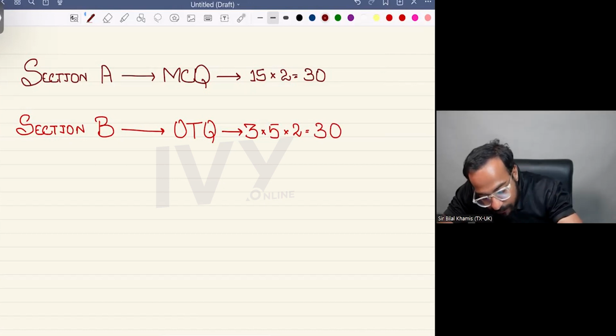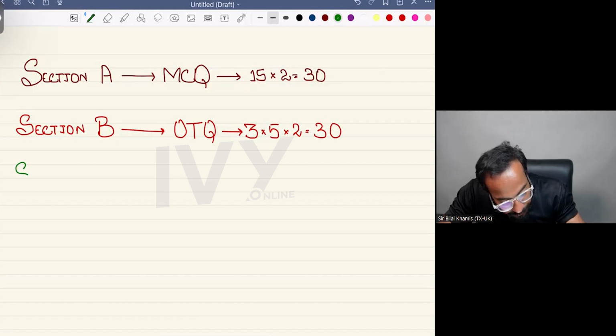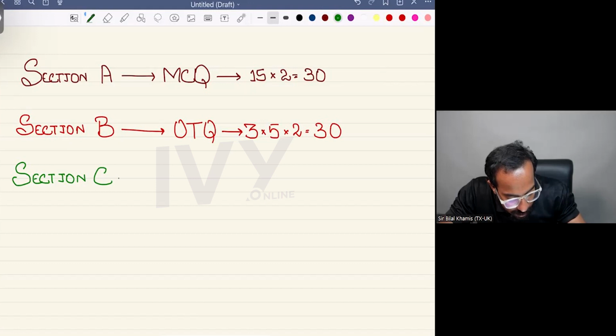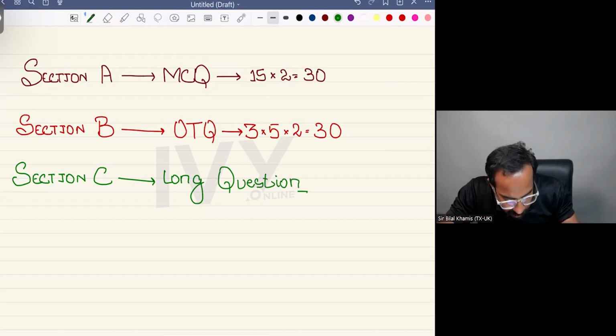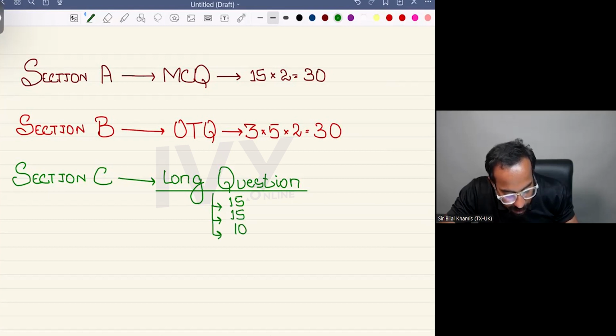The last section is section C. It is a long section. It has long questions. You will have to solve 3 questions. The first question can be 15 marks, the other can be 15 marks, and the last can be for 10 marks. So it is providing me a total of 40 marks. So this is the way you are covering the 100 marks.